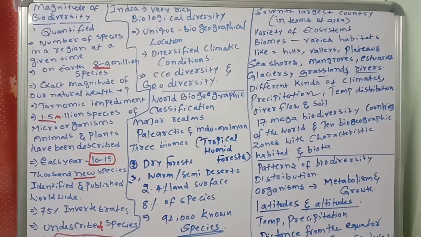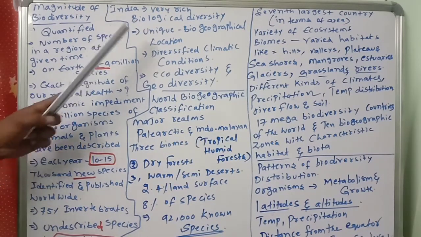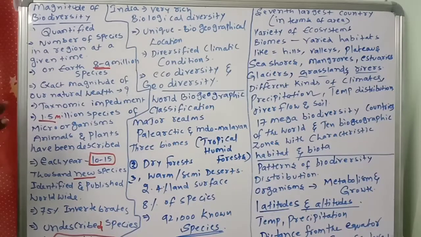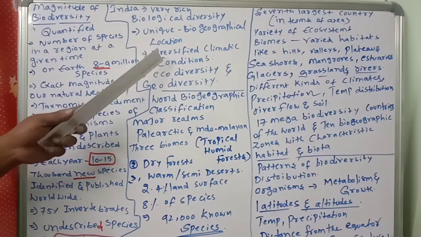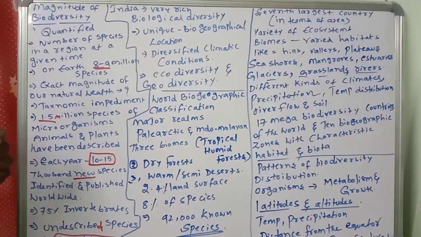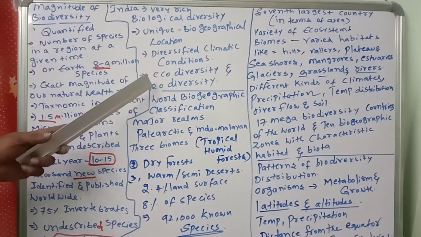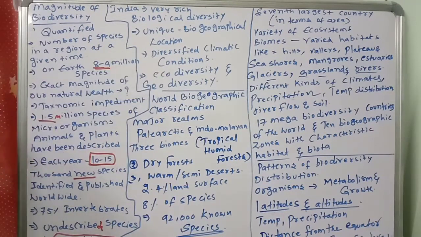Why is there so much biological diversity in India? Because there is a unique biogeographical location, number one. Diversified climatic conditions, number two. And enormous eco-diversity and geodiversity, number three.